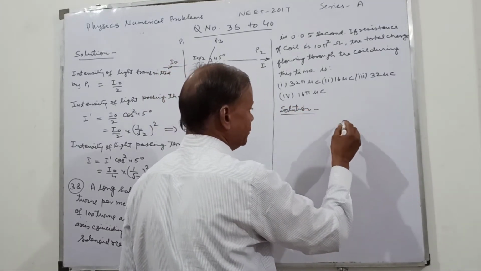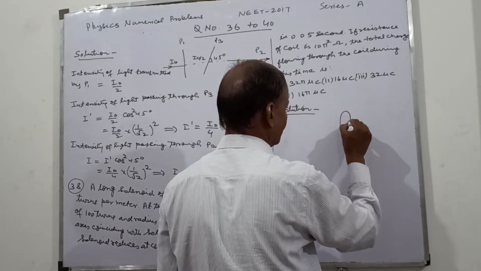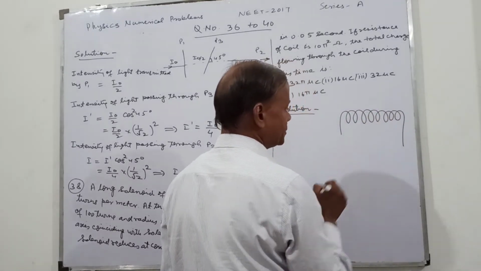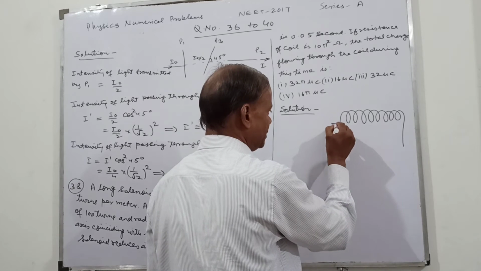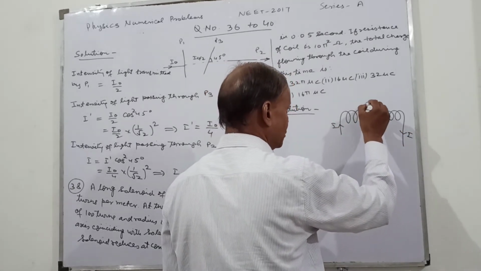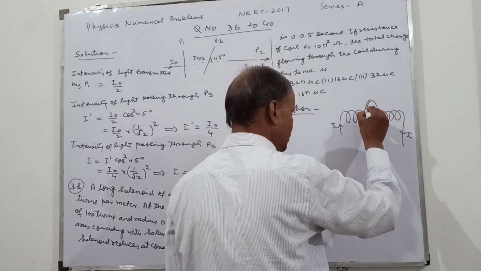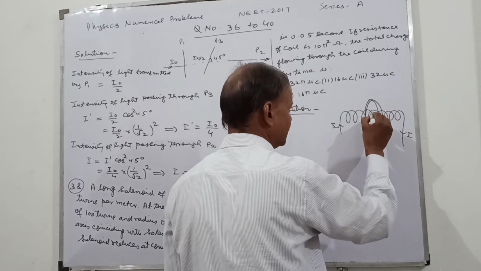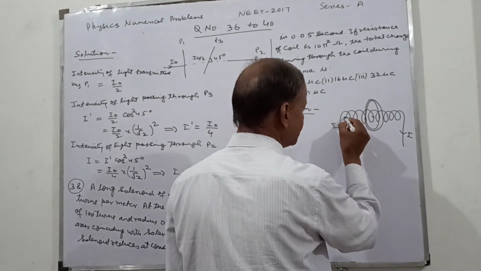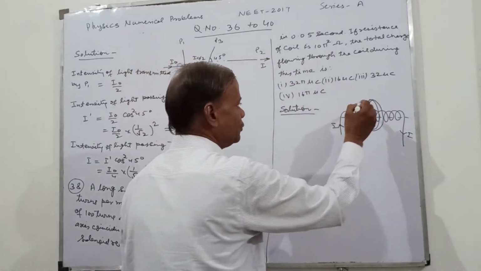This is the solenoid. This is the solenoid carrying the current I, and a coil is placed here. This is now the coil. The axes of these two are in the same direction. This is the coil.